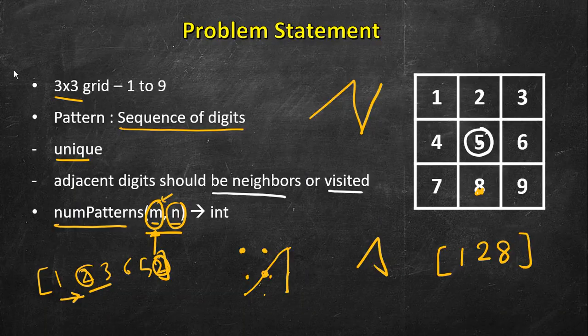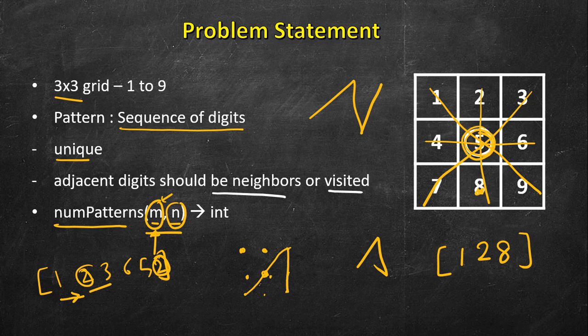Next, 4 to 6 or 6 to 4, these horizontal values. 4 to 6, 6 to 4, 2 to 8, 8 to 2. The skipped value is 5 for all of these, and similarly for 3 to 7, 1 to 9. So all of these, the skipped value is 5.